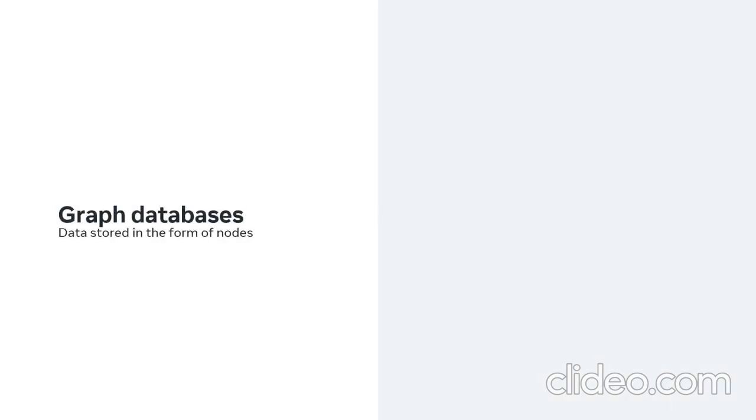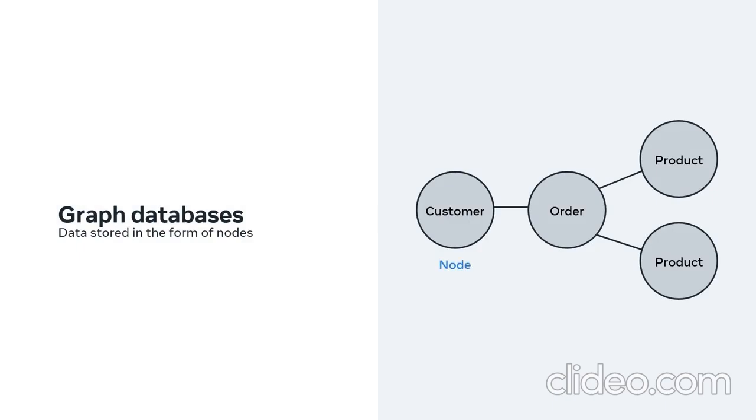Graph databases store data in the form of nodes. In this case, entities like customers, orders, and products are represented as nodes. The relationships between them are represented as edges.